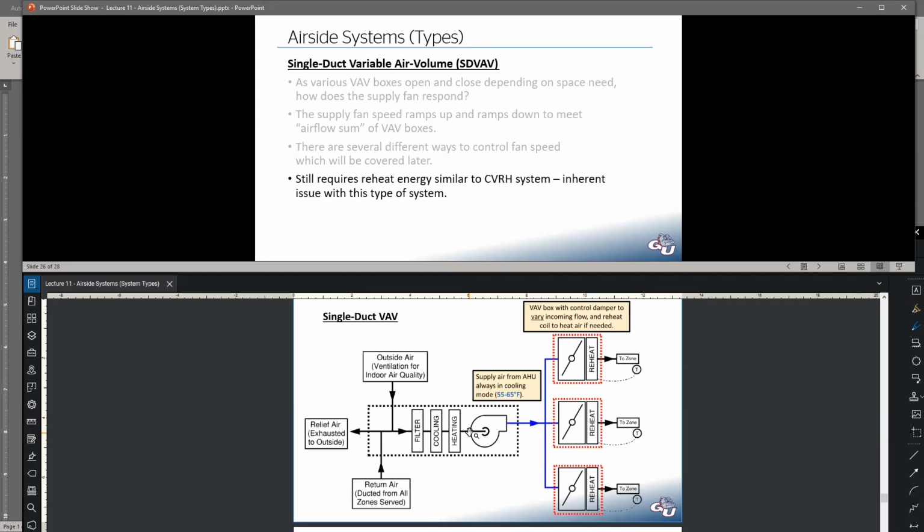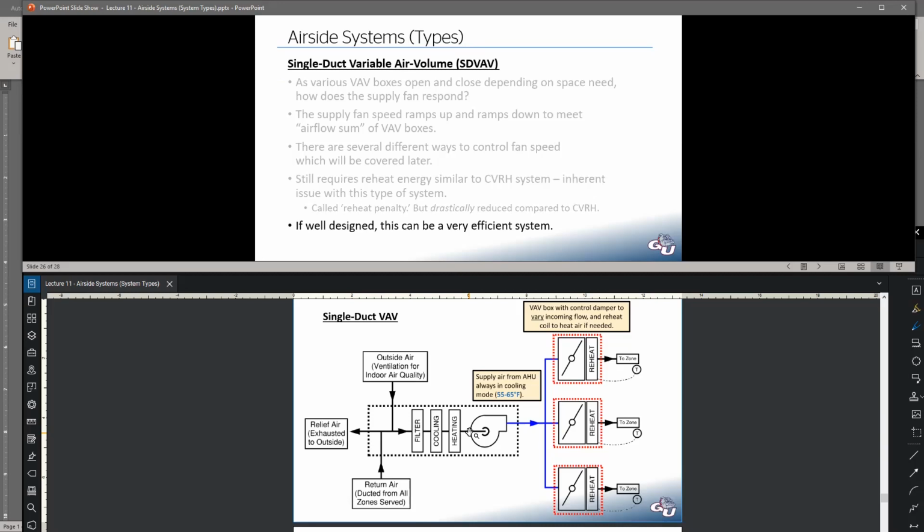And it's important to note, this type of system still requires that reheat energy, similar to a constant volume reheat system. It's just an inherent issue with this type of system. It's an inherent inefficiency with it. They generally call this the reheat penalty. But compared to a constant volume reheat system, a VAV system has a drastically reduced reheat penalty. If you design one of these systems well, these can be extremely efficient. But that's the trick, is designing it well.